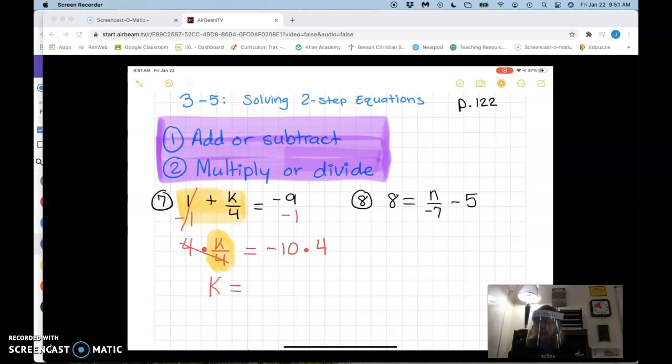Brendan, you should be copying this down. And then what is negative 10 times 4? 40. Yes, almost. Negative 40. Negative 40. Okay. Copy that down and I'll be right back.